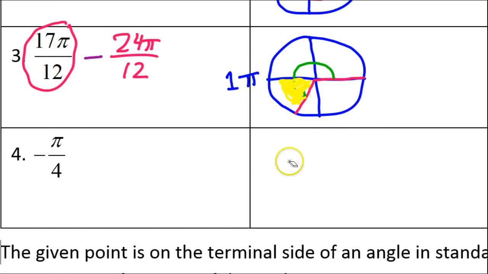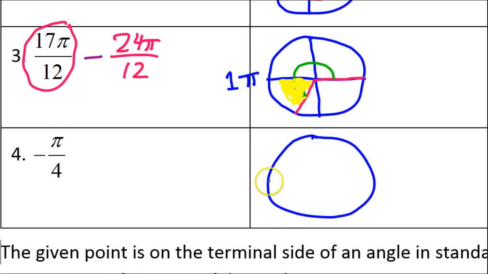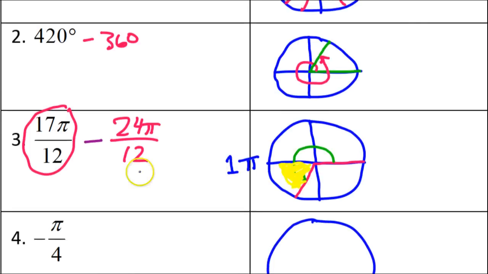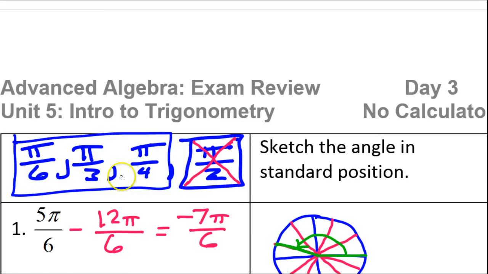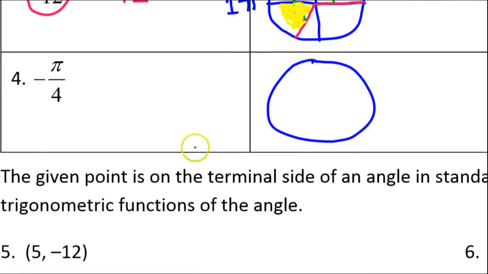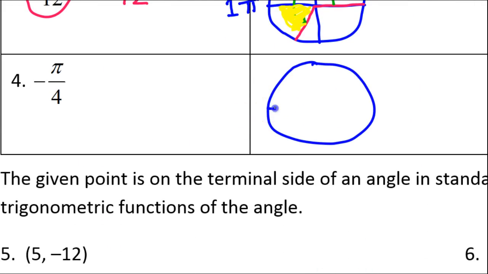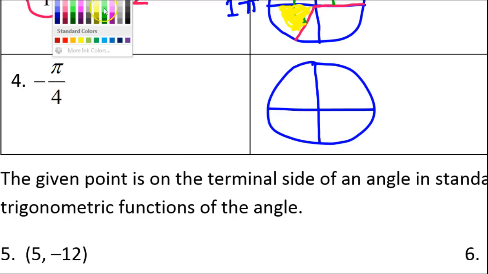Alright, so here comes the last one. Negative pi over 4. Let's do the sketch first. Okay, this is one of the special angles I was talking about. Alright, one of the 3. So when I see pi over 4, the first thing I do is I divide my circle into pieces that have the size of pi over 4. That's what I always do when it's one of the special ones.